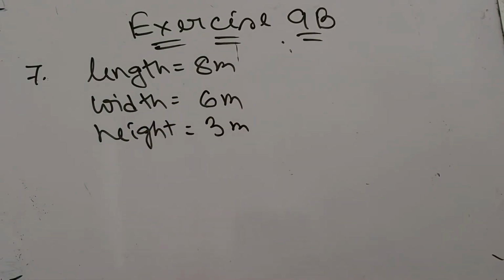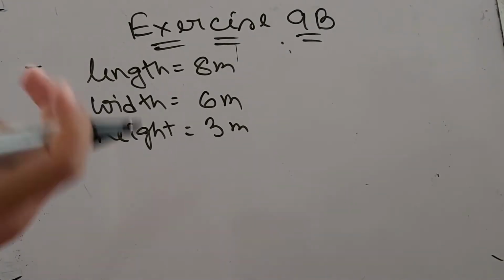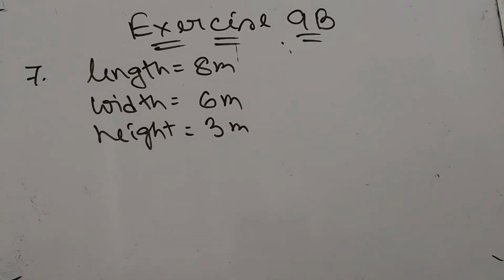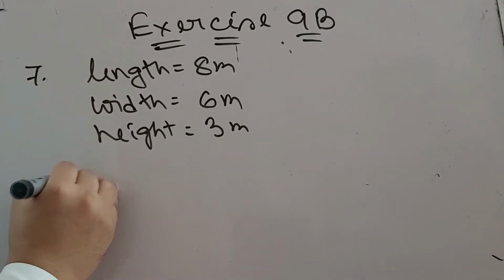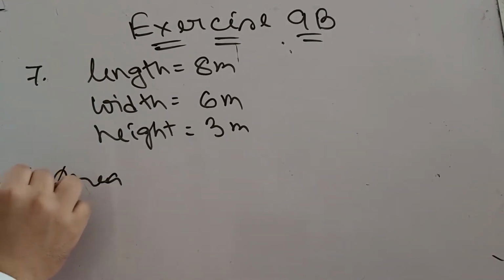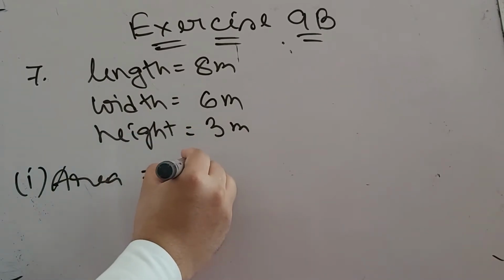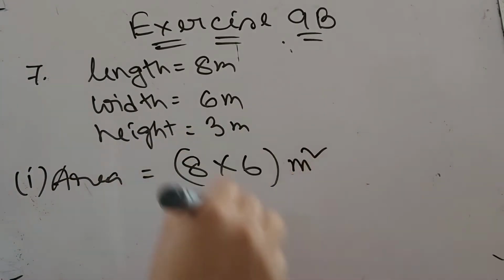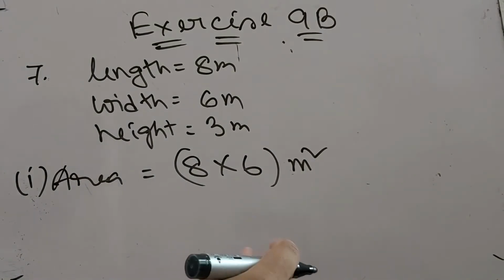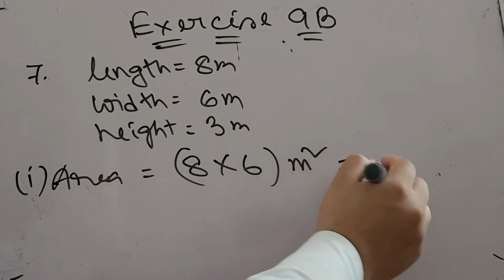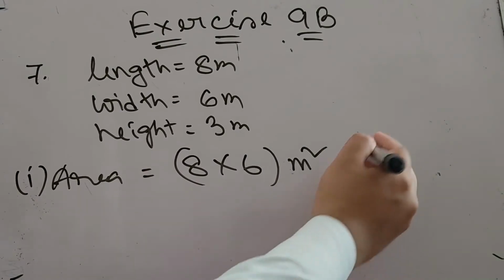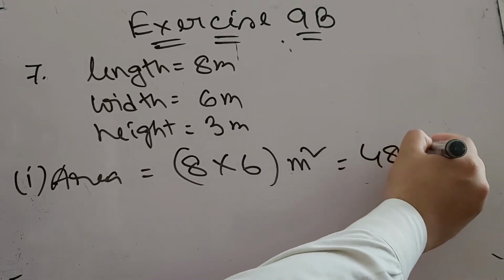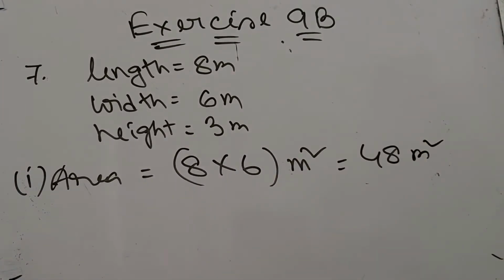Now we have to find out the area of the ceiling. So if I look at the area of the ceiling, it should represent only length and width. So what will be the area? Area will be length into width. That means 8 times 6 square meter. That means 8 times 6, 48 square meter or 48 meters square.